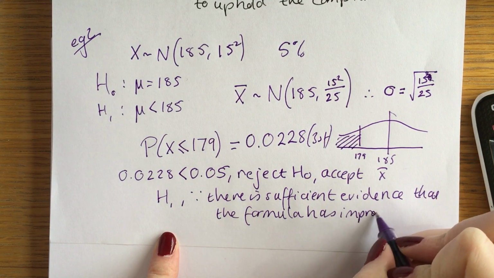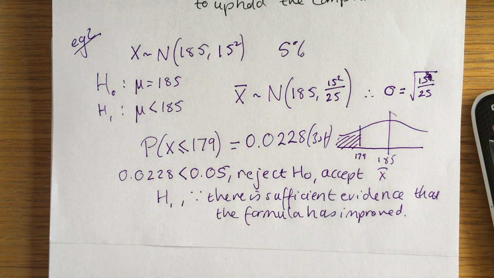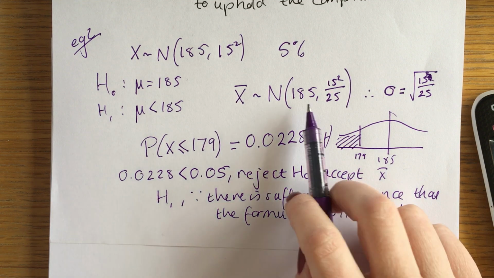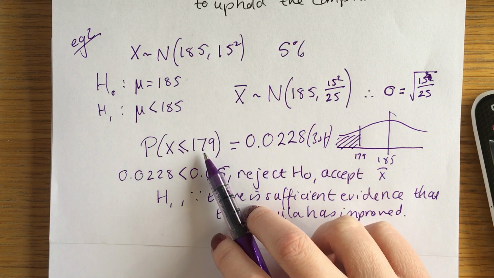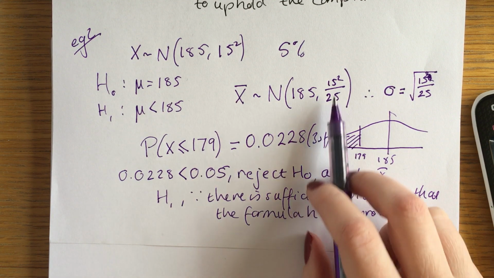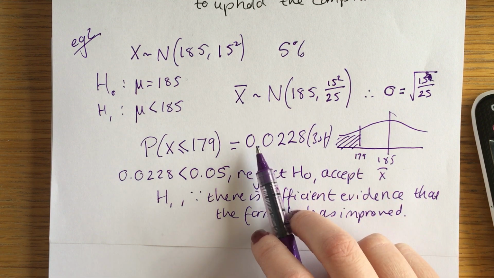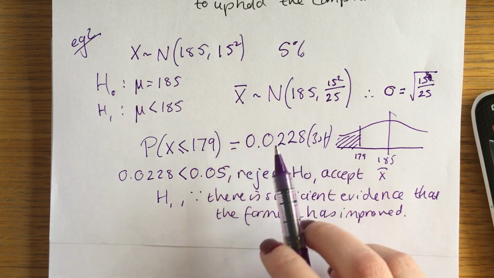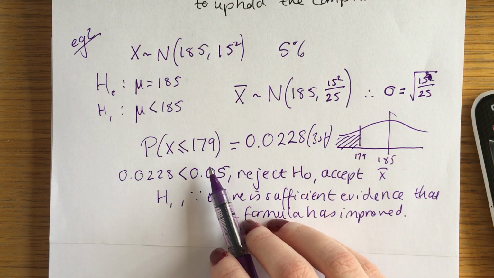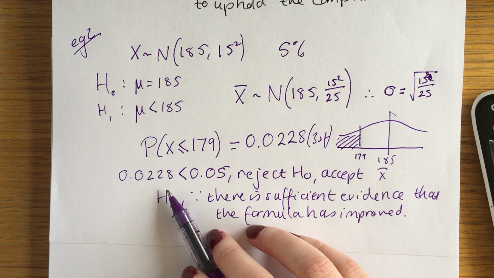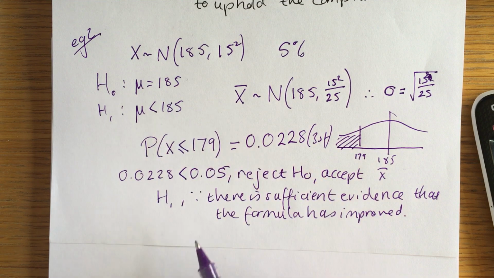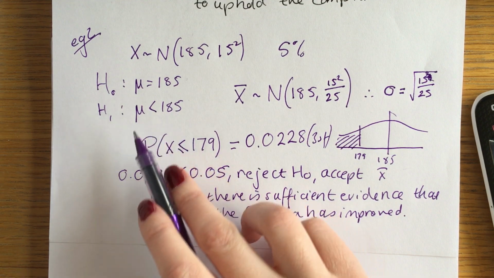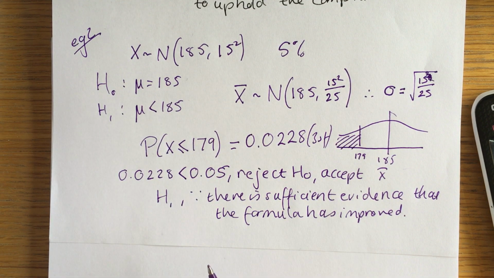Because a time of 179 seconds is so unlikely if our mean is still 185. It's so unlikely to get this time that our mean must be wrong. We must have improved that mean, and the mean must now be smaller, because this happening in our sample is so unlikely that we can reject the mean of 185, which is our null hypothesis, and accept the alternate that it is less than that.